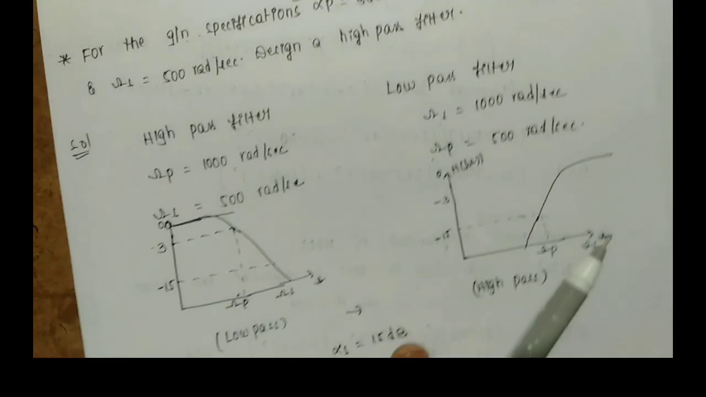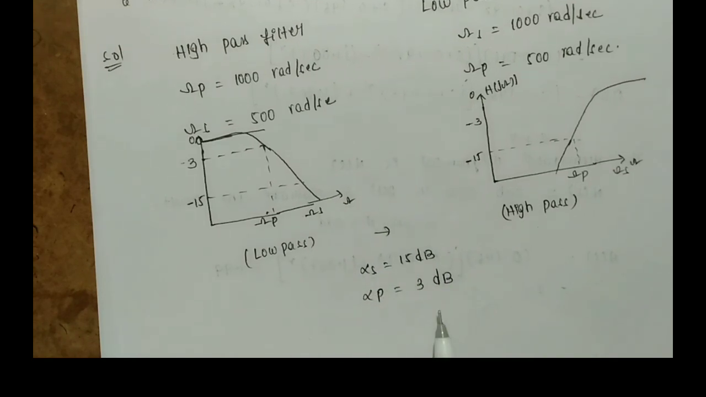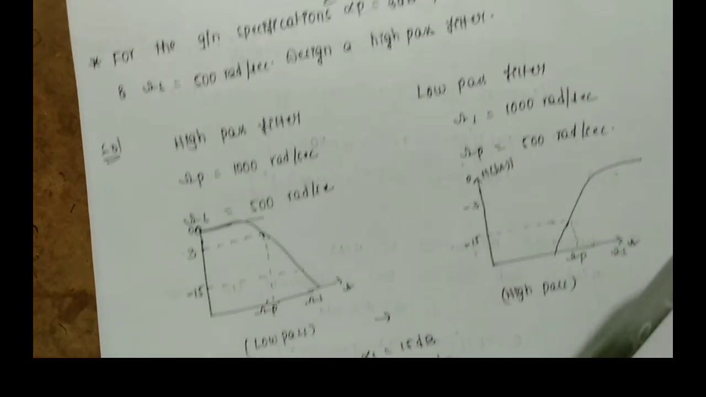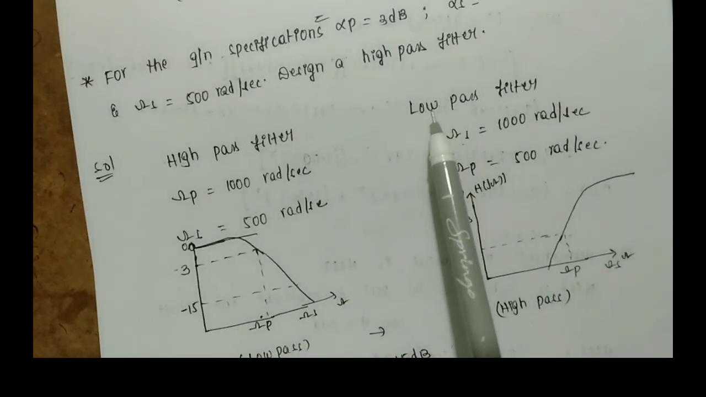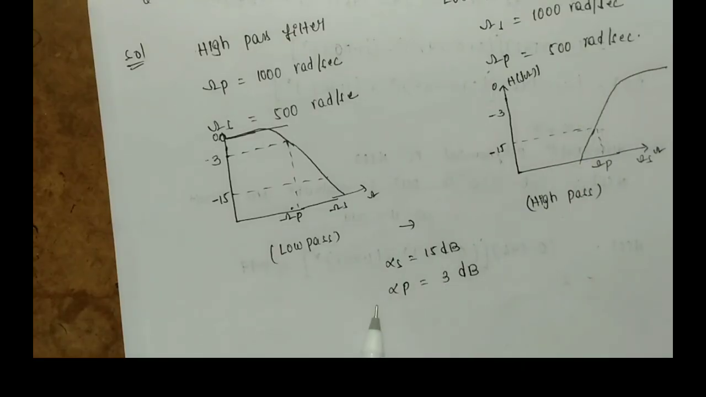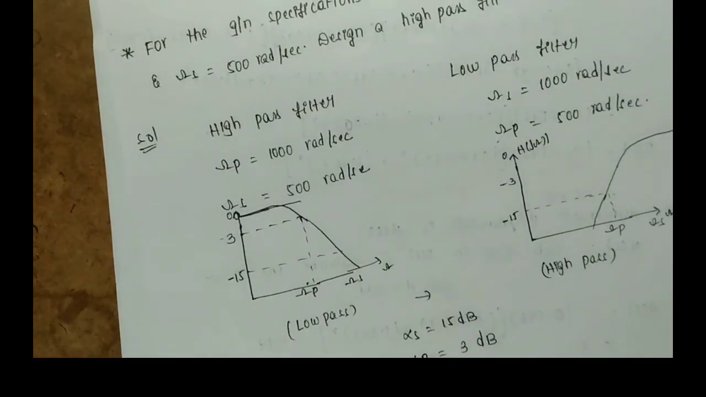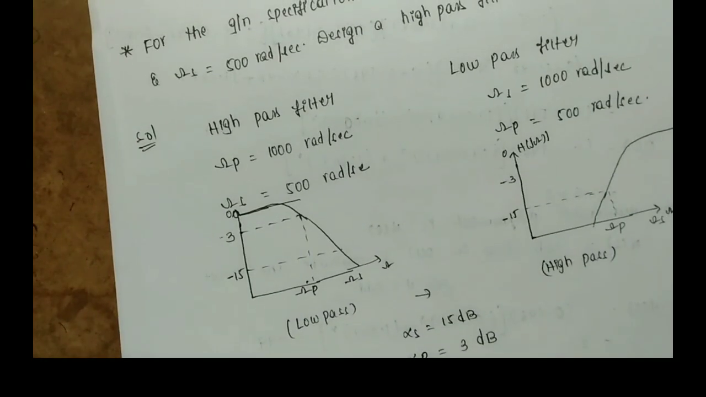This is the first point you should keep in mind. I am taking the attenuations as they are: alpha s is equal to 15 dB and alpha p is equal to 3 dB. Now forget about the high pass filter. You have the low pass filter with omega s, omega p, and alpha s and alpha p. Now we will design the filter. Here he did not ask you to use a particular method, so we have two types of methods of analog filter designing: one is the Butterworth filter and the second one is the Chebyshev filter.